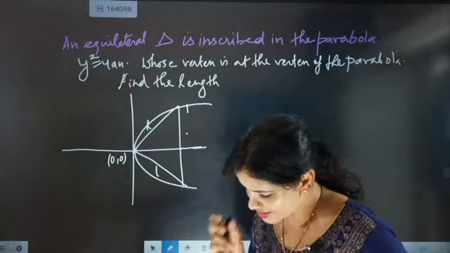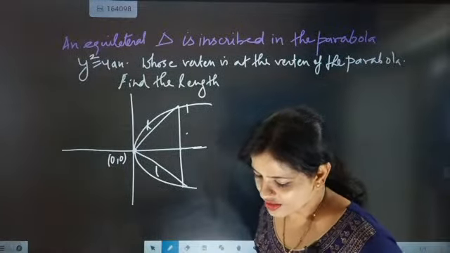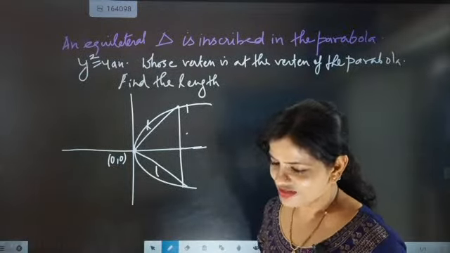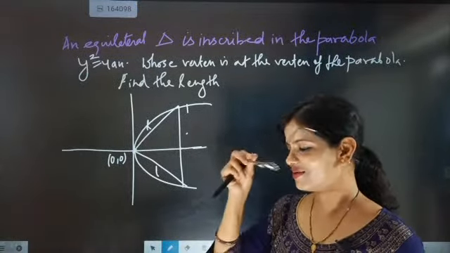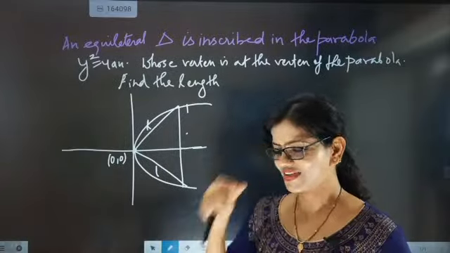8 root 3a is the required length of the side of the equilateral triangle inscribed in the parabola. Prince, मजाक खराब कर दिया. क्यों सॉल्व करके बताया, बताओ.